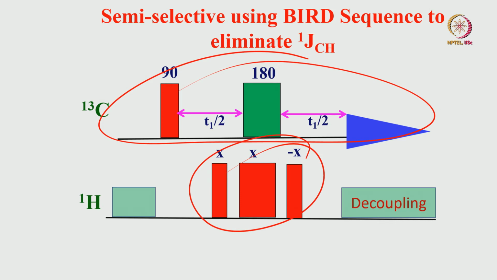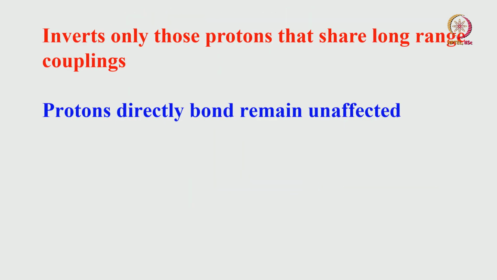When you apply this sequence, I discussed this and also explained it with a vector diagram. Selectively it inverts protons attached to carbon 12; they get selectively inverted. This BIRD has no effect on carbon 13 attached to protons. Only carbon 12 attached to protons are selectively inverted. We saw that especially when we were discussing HMBC. All right, so this is what is written here.